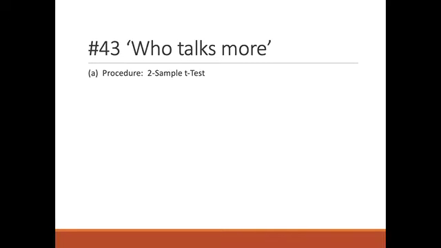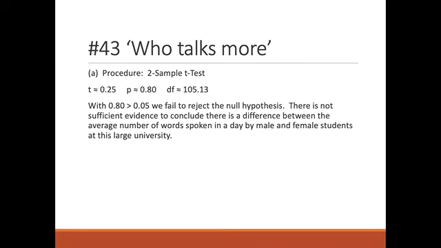So the randomness, the independence, the normality conditions are met, and we are ready to proceed with our 2-sample T test. Important. Always name the test. It is perfectly acceptable to use the calculator to get your t-score, to get your p-value. Please also remember, write down the degrees of freedom. So we're now ready to write our conclusion.